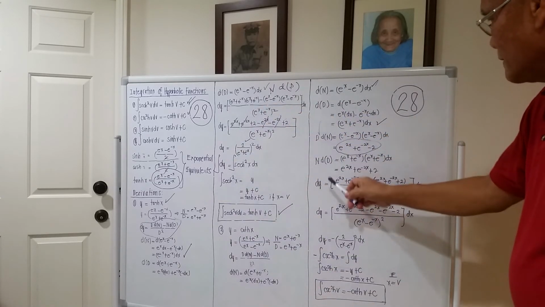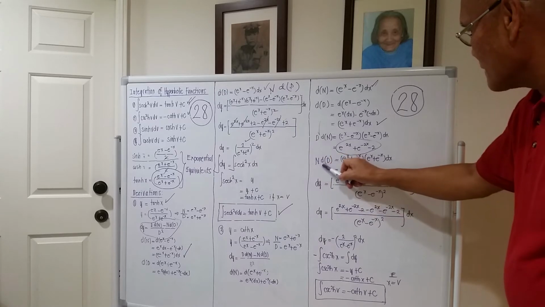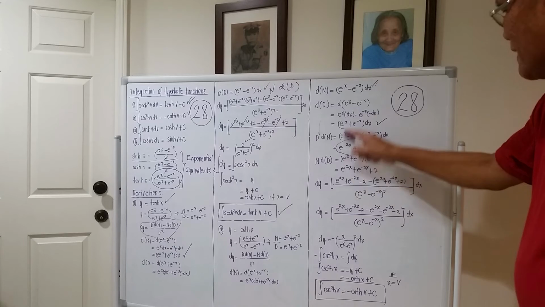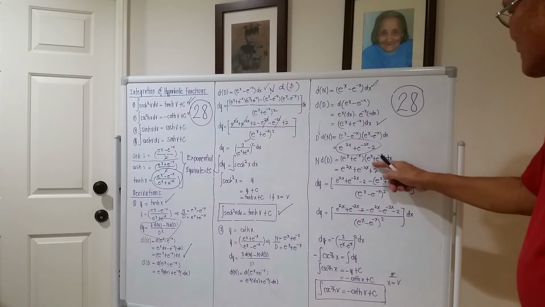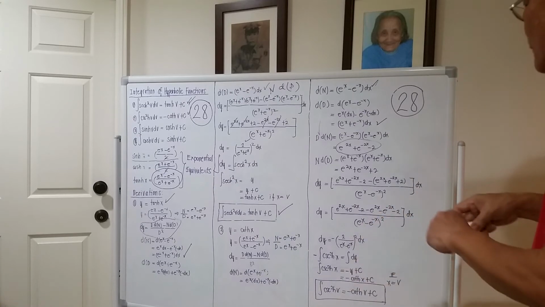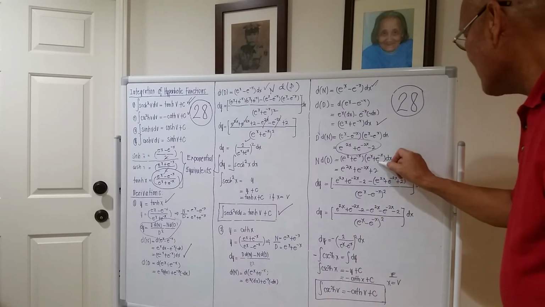Then we will compute the product of the numerator times the differential of the denominator, again separately. Okay? The quantity e to the x plus e to the minus x times the quantity e to the x plus e to the minus x dx. And if we try to take the simplification of this, it is this.